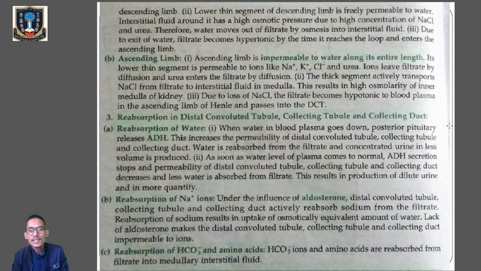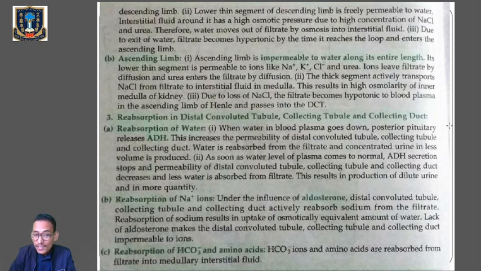Now in the DCT there will be reabsorption of water, reabsorption of sodium ions, and reabsorption of bicarbonate ions. First of all, let's talk about the reabsorption of water in the DCT. When the concentration of water in the blood plasma goes down, listen very carefully, the posterior pituitary lobe will secrete the hormone called antidiuretic hormone, or ADH.